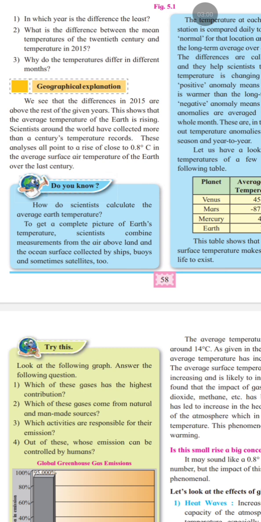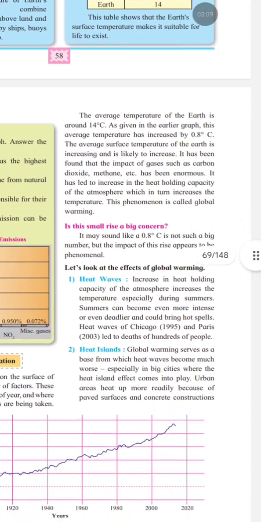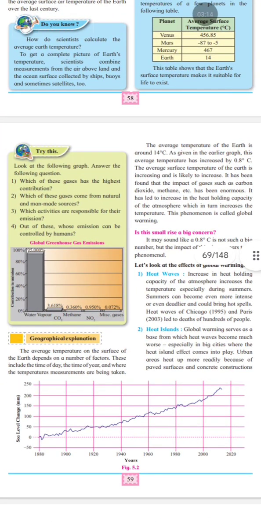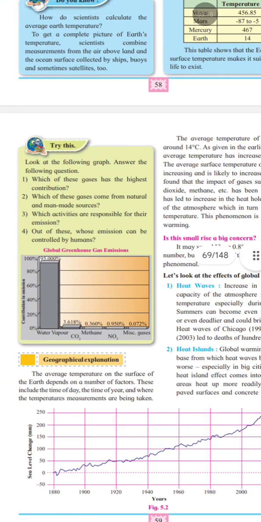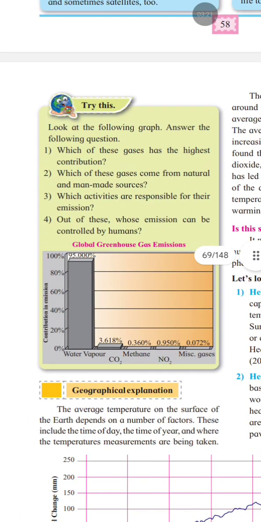To understand this, first let's look at the Earth's average temperature. Before that, see page number 59, try this. Look at the following graph and answer the following questions. The graph shows global greenhouse gas emissions. First question is, which of these gases has the highest contribution?